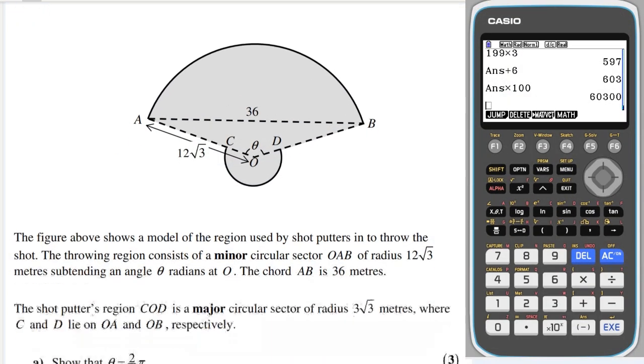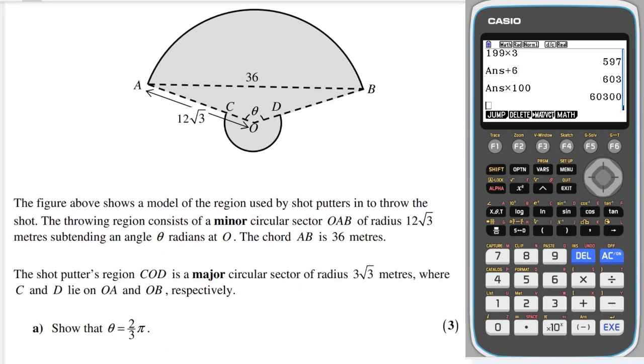Okay, question 7. We have this lovely looking picture here, which is the region that shot putters use in a throw when they throw the shot. The region consists of a minor circular sector, which is this larger one at the top, and that has a radius of 12 root 3 and subtends an angle of theta, and the chord AB is 36.